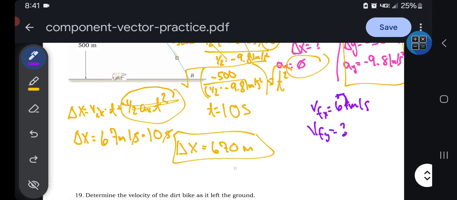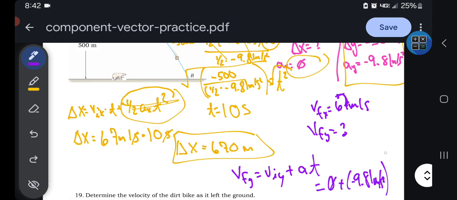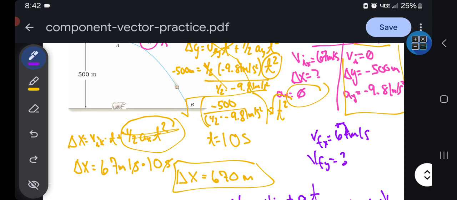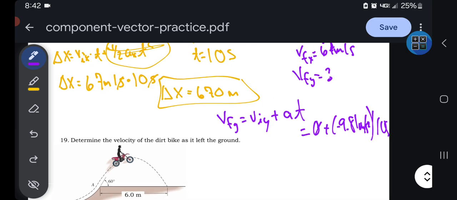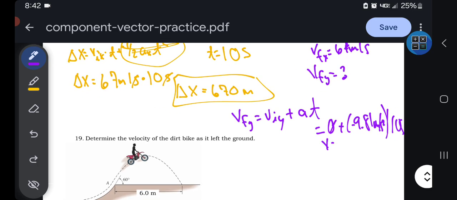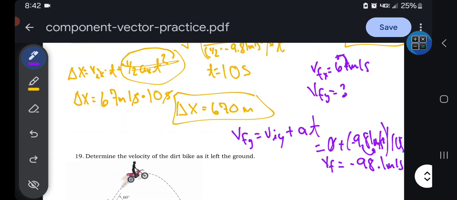Alright, and we can do that by using any of our equations, but I'd say this is probably our easiest. V final equals initial in the y plus acceleration times time. So my v final is going to be equal to my v initial, which is 0, plus acceleration of negative 9.81 meters per second squared, times 10 seconds. So we're going to get negative 98.1. We move the decimal over 1, so v final is negative 98.1 meters per second.